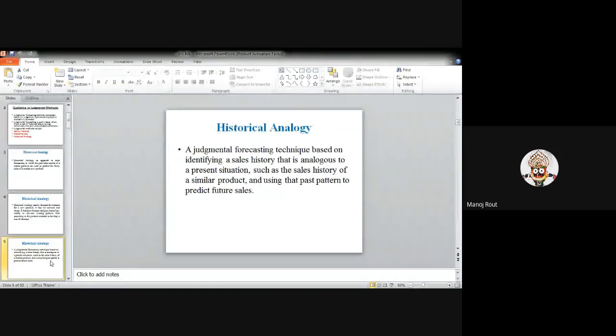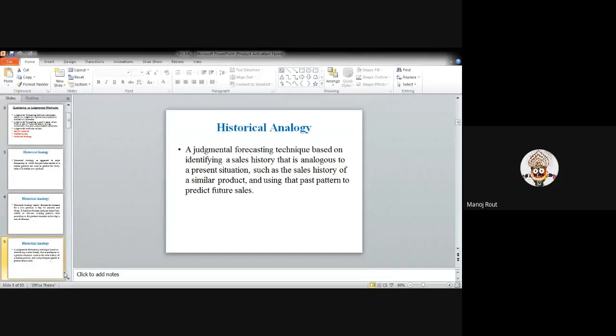That is why in historical forecasting, you identify the sales history of a similar product in the present situation, and use the past pattern to predict future sales. Even if you go back the past decade, the latest version is also available in the form of the Mahindra Scorpio SUV, and due to that past historical analogy in sales forecasting, they can sustain in the market nowadays.